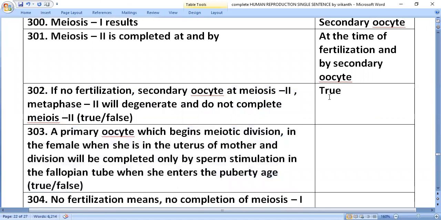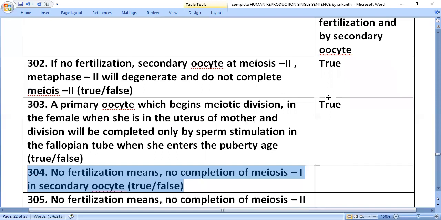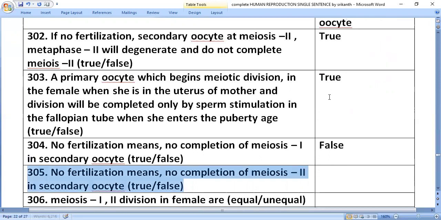A primary oocyte begins meiotic division in the female when she is in the uterus of the mother, and the division will be completed only by sperm stimulation in the fallopian tube when she enters puberty. Yes, that's true. No fertilization means no completion of meiosis 1. No, meiosis 1 will be completed by the primary oocyte, so that's why it is false. No fertilization means no completion of meiosis 2 in the secondary oocyte.